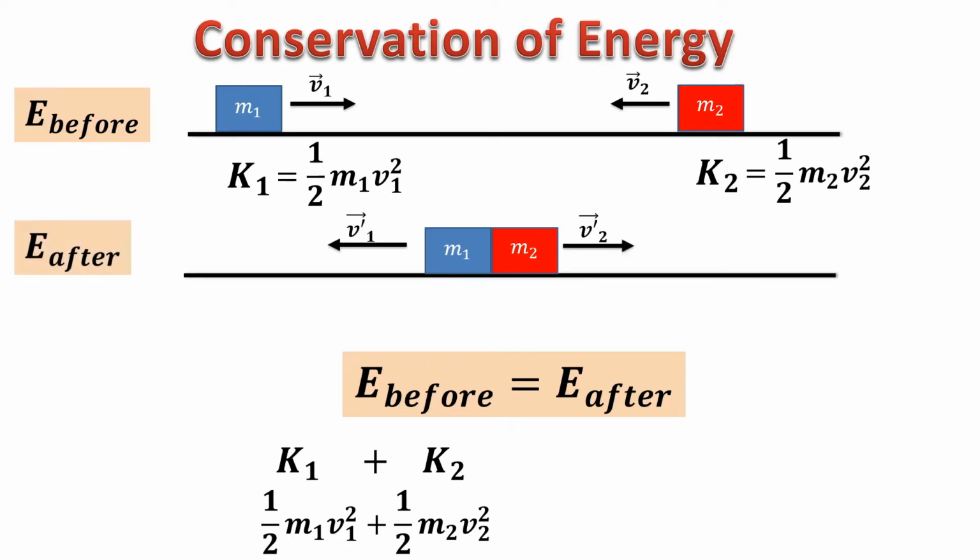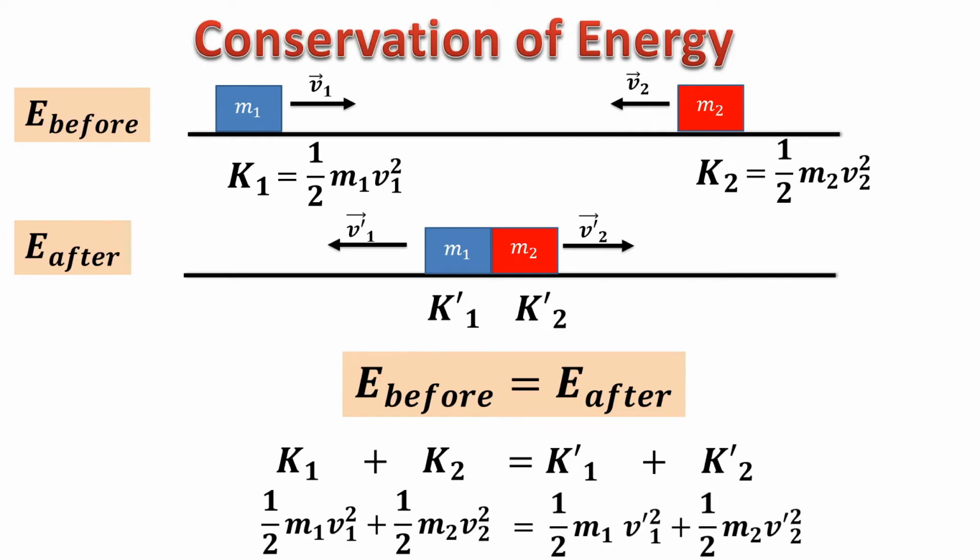For after collision, it's moving in the opposite direction, so we'll have now K1 prime plus, for mass 2, K2 prime. So to get the kinetic energy after collision, we will get the sum of these. So K1 prime plus K2 prime is just equal to 1/2 M1 V1 prime squared plus 1/2 M2 V2 prime squared. So again, for elastic collision, energy and momentum are conserved.